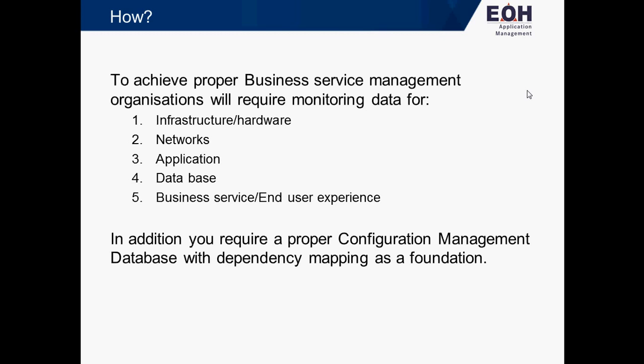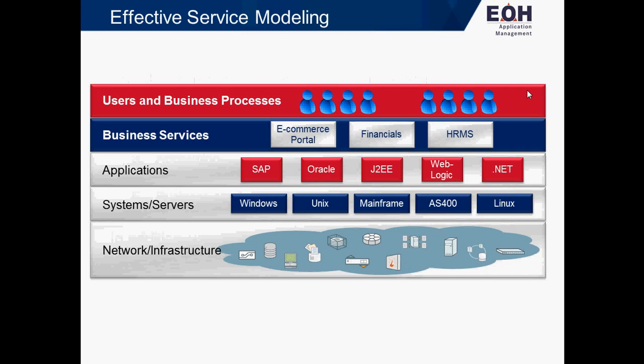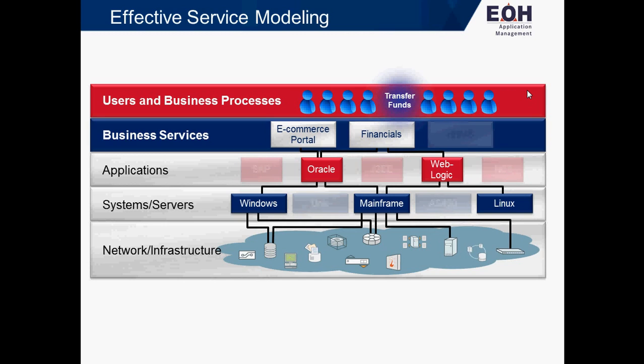So as we said again, there's various different layers at which we need data. What we really want to focus on tonight is your configuration management database with dependency mapping as a foundation, because this is really where everything starts. Now, if you remember again in some of the previous sessions we've had, we were talking about effective service modeling. Now, to do proper effective service modeling, you really need to start at the bottom and understand which components architecturally make up a business service.